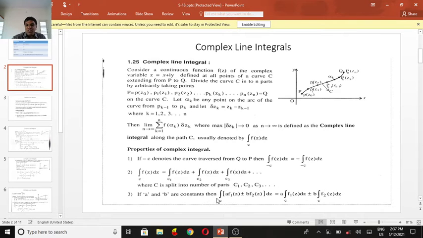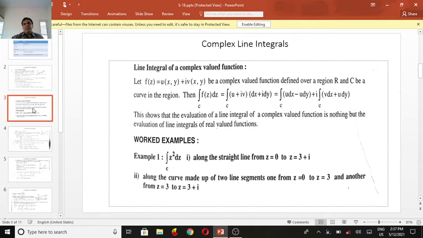Similarly, if a and b are constants, the integral over C of a f1(z) plus or minus b f2(z) dz is equal to a times the integral over C of f1(z) dz plus or minus b times the integral over C of f2(z) dz. These are the properties of a complex integral.